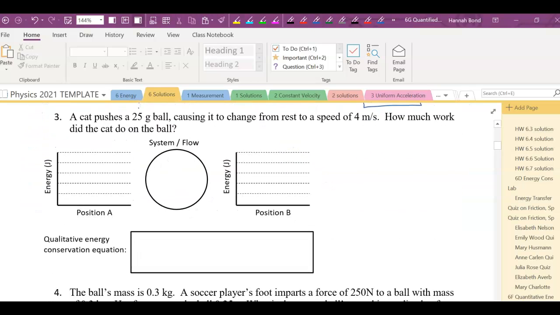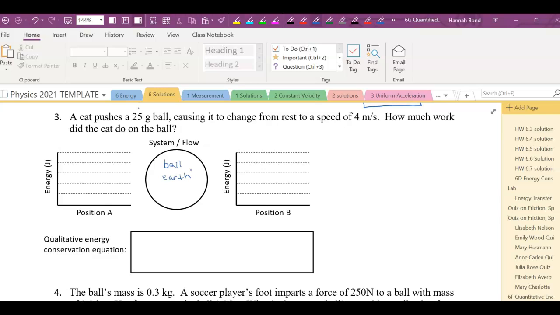Let's consider a couple of other examples. These first two are simple, but they illustrate an important concept. So we have a cat pushing a little toy ball. It's just a 25-gram ball, a very light one, and it causes it to go from rest to a speed of 4 meters per second. So I'm just looking at a system that has the ball and the earth in it. I'm not going to put the cat in it because I want to look at the force that the cat is applying as work on the ball.